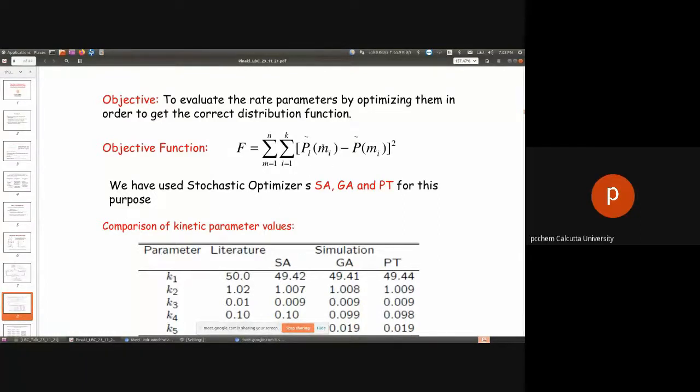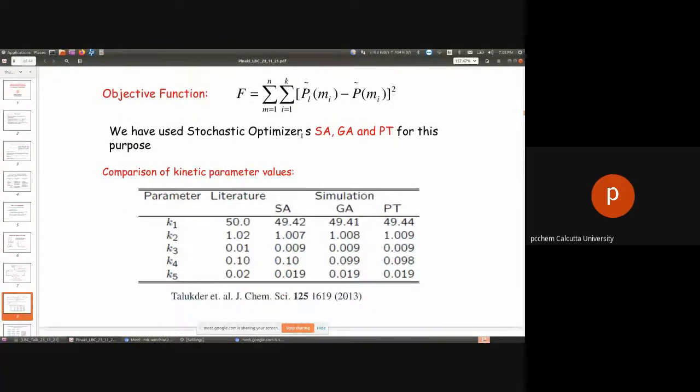This is nothing but the difference in the nature of the shapes of the distribution functions that you get from experiment and that you get from theory by using a certain set of values of K1, K2, K3, K4, K5. So the objective of our stochastic method would be to minimize f, and in the limit of this going to 0, we can extract the values of K1, K2, K3, K4 and K5 and suggest, okay, this is the mechanism and these are the probable values of the rate constants.